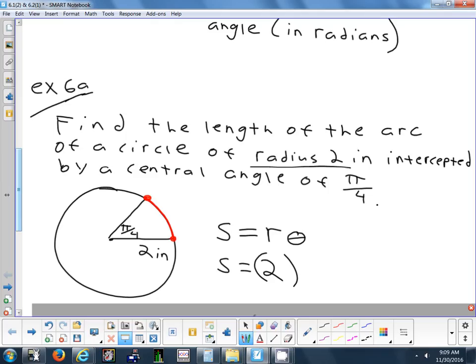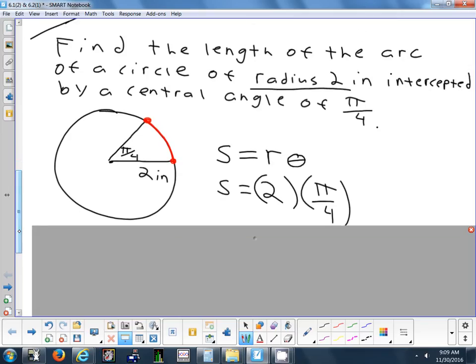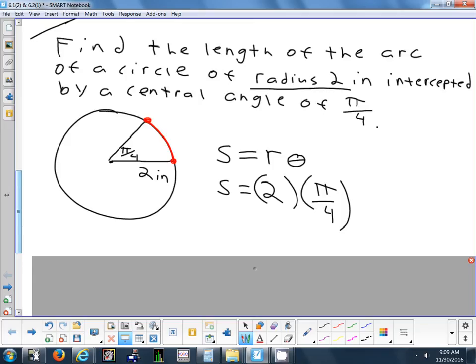Okay, and is that in the right units, or do I have to convert it? It seems to be in radians. Yeah, it's already in radians. If it had the little circle above, then I'd know it's in degrees. So that's already in radians. So we're just going to multiply 2 times pi over 4, which is 2 pi over 4.